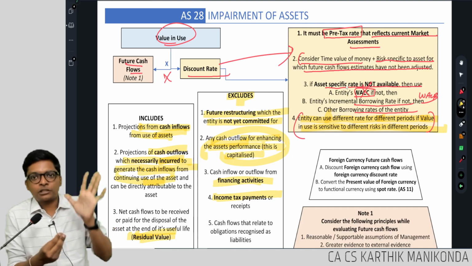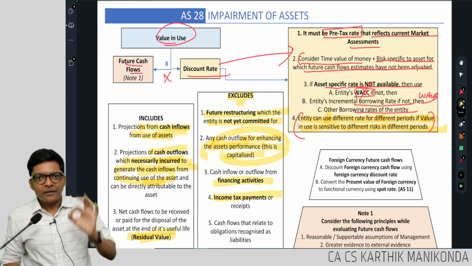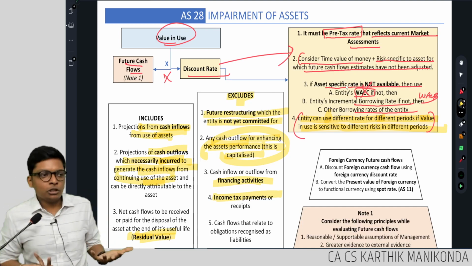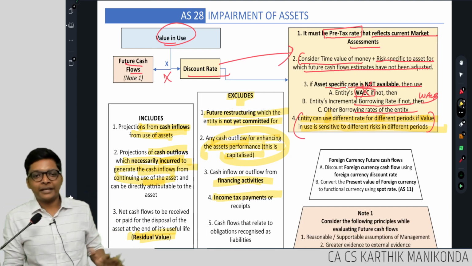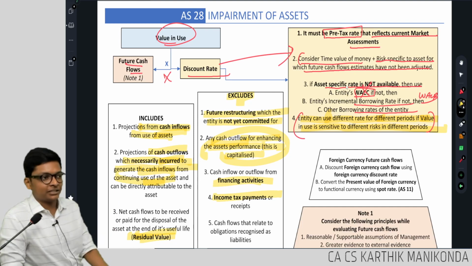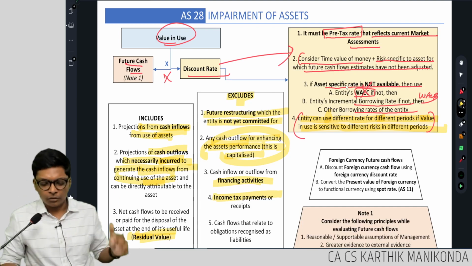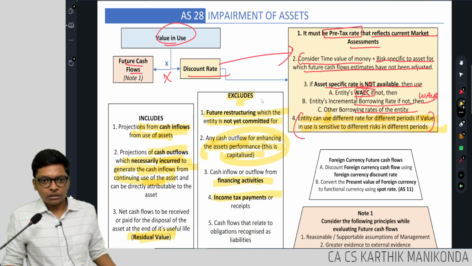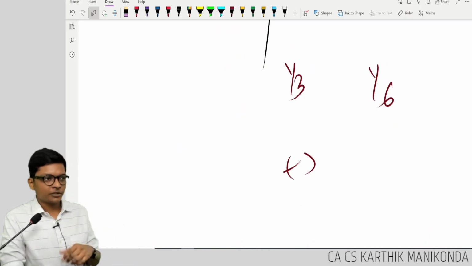Discount rate, first option: asset specific discount rate. Not available. Then, weighted average cost of borrowing. That is also not available. Similar rate. That is also not available. The exam they won't ask, don't worry. Practically only that challenge you will have, which we will discuss later, once you come to articleship, you call. Okay, fine. Understanding, guys? Now, next set of questions.